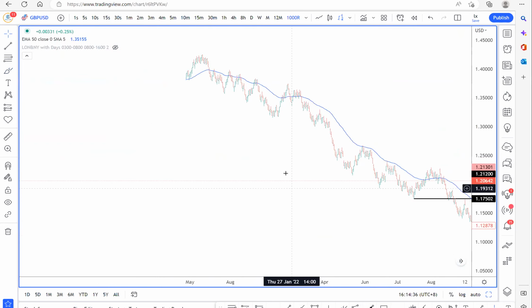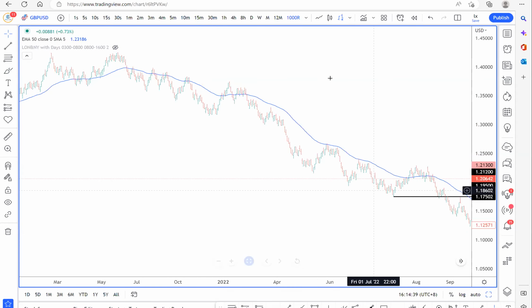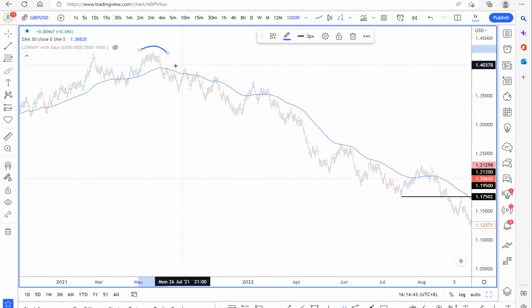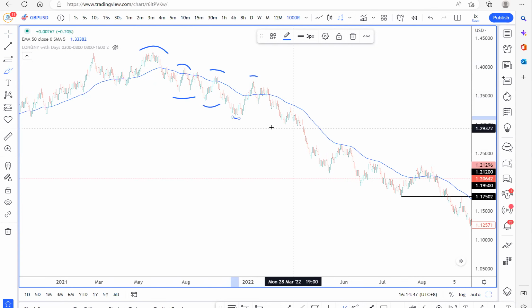So let me just draw this out. You can see that again, if you have to mark out the highs and lows, here, in this case, you have successive lower lows and lower highs being formed, right? So in a downtrend, you have lower lows and lower highs being formed. In an uptrend, you have higher highs and higher lows being formed.